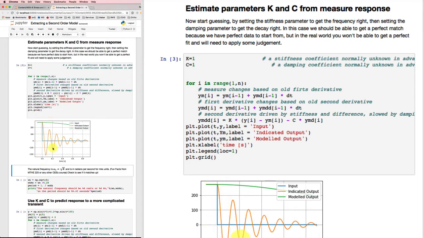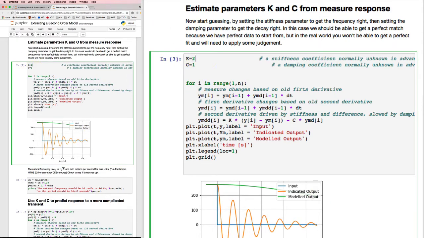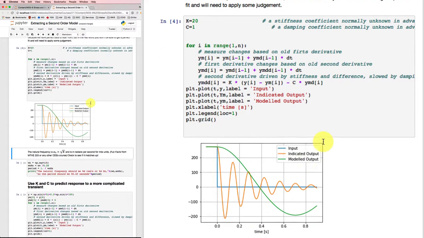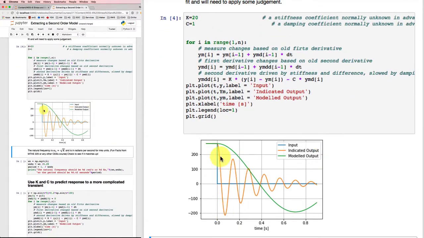So here's the response I'm trying to get. And here's what I got. It's going way too slow. So if I want a higher frequency, I need a higher stiffness. So let's try 20. And if I try 20, well, the green line's going faster now, but it's still not the same frequency. So let's try 200.